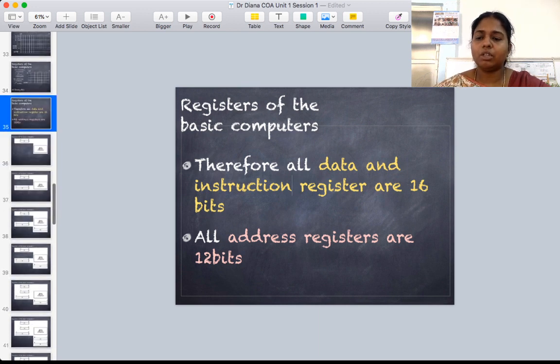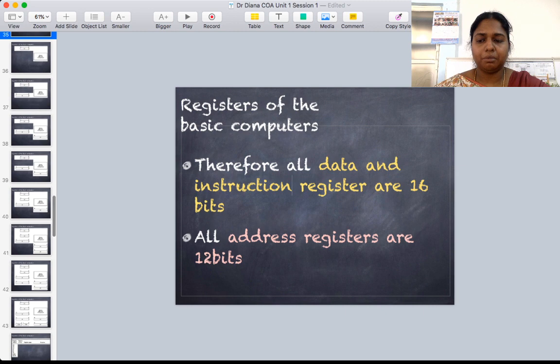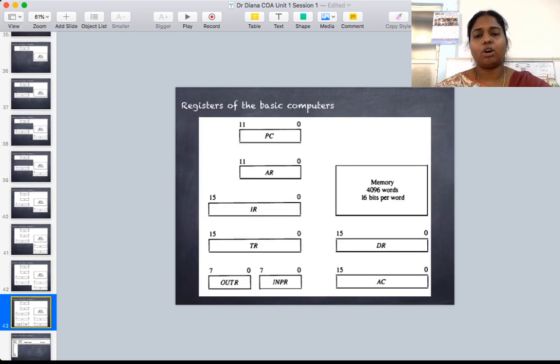And we have seen the list of registers available in the basic computer. So this is the list of registers available in our basic computer. In this we see, for addressing a memory of 4096 words with 16 bits per word, we need a few address registers, a few registers that can hold instructions, and a few registers that can hold data.